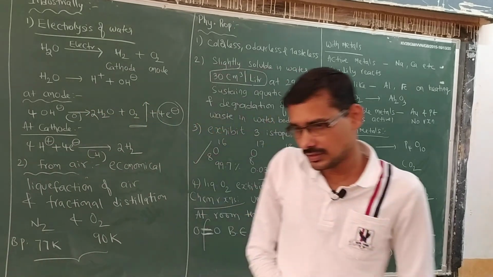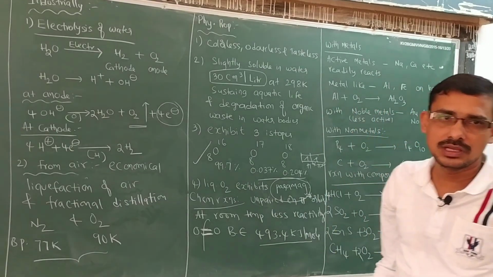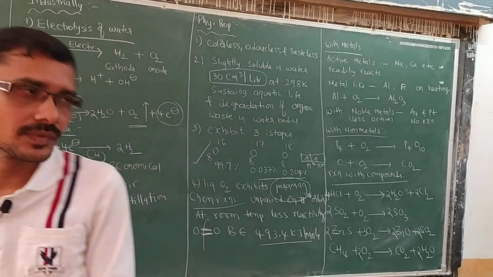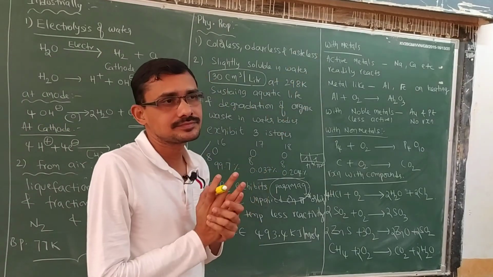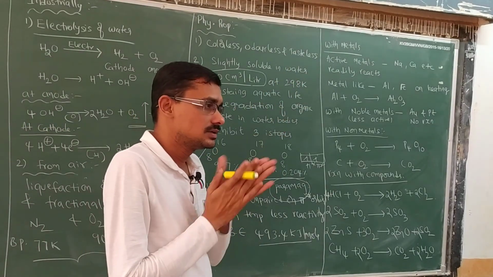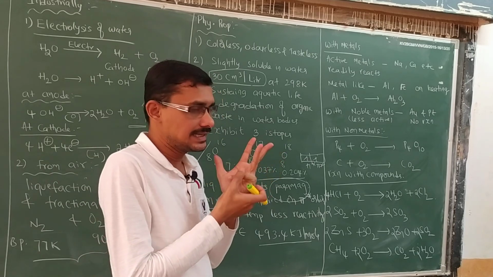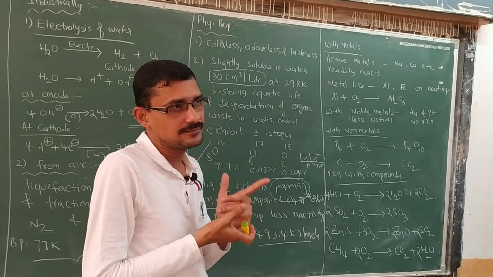Let me see what chemical reactions are possible in these cases. Now, first of all we see with metals. Metals are divided into 3 types: highly active, moderately active, and very low active. Let me see.